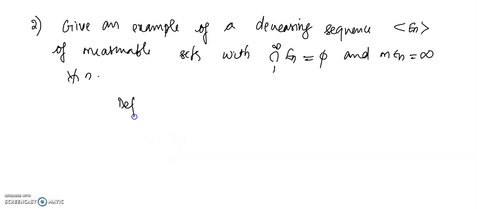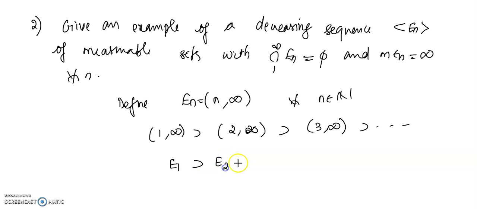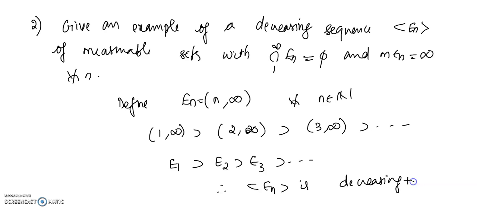So let En be the open interval n to infinity for all n belonging to the natural numbers. So the sequence is clearly decreasing. അപ്പോൾ നമ്മൾ 1 infinity എടുത്തു കഴിഞ്ഞാൽ 1 infinity contains 2 infinity. So this contains 3 infinity. So that is E1 contains E2, contains E3, and so on. So therefore the sequence En is decreasing, and again each En is an interval.